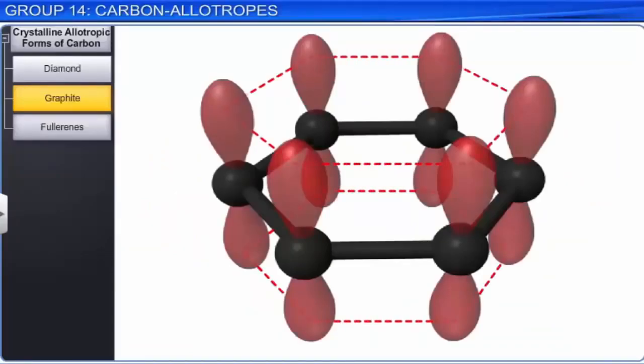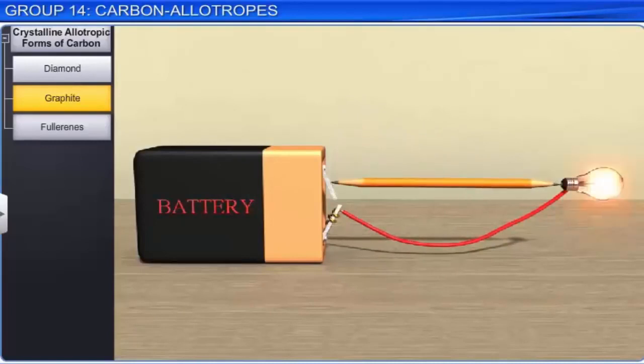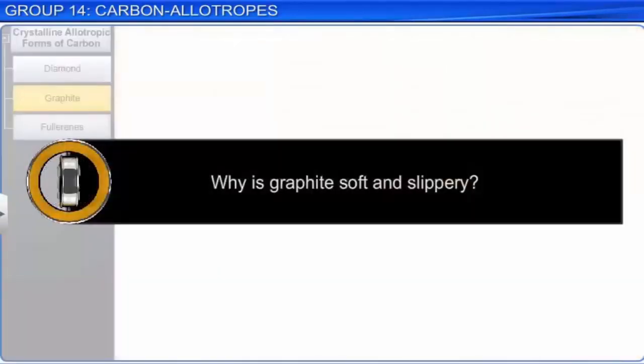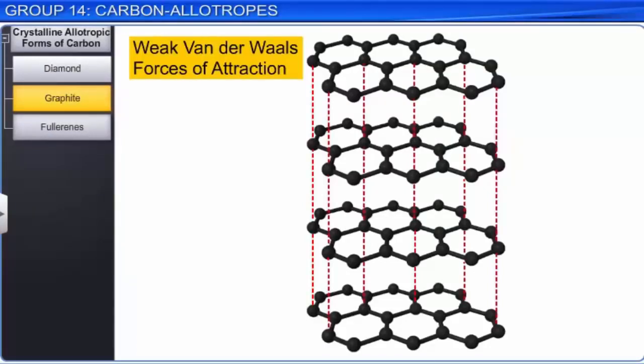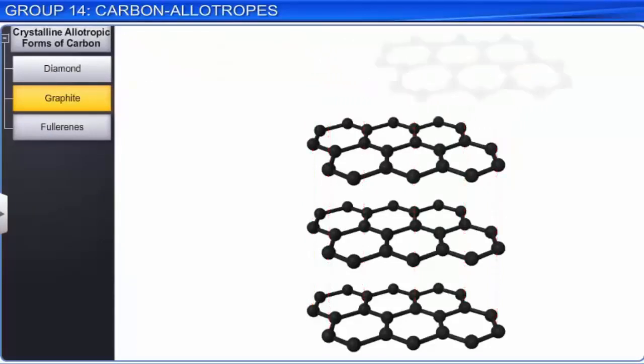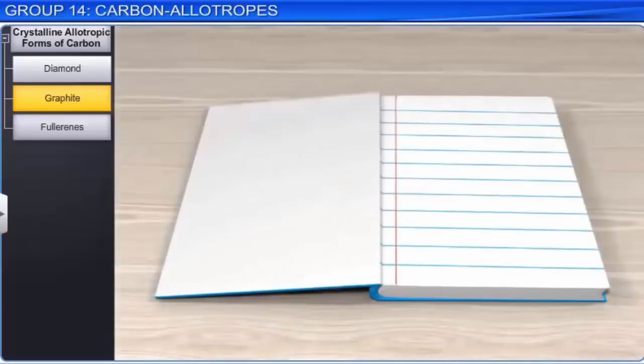The electrons involved in the pi bonding are delocalized. This means that they are free to move, and thus graphite is a good conductor of electricity. Try to answer this question on your own before proceeding. Why is graphite soft and slippery? The layers in graphite are held together by the weak van der Waals forces of attraction. Thus, the layers slide over each other and break off easily. When you take notes with your pencil, you leave layers of graphite behind on the paper.